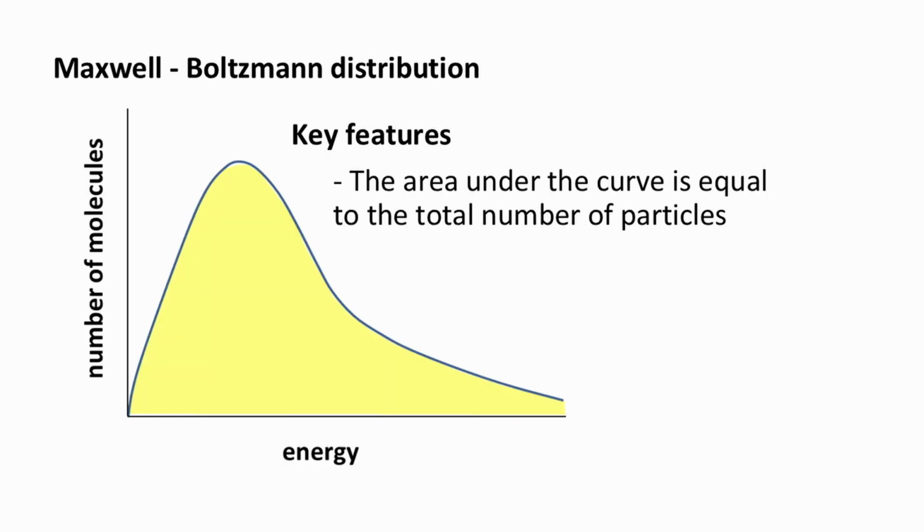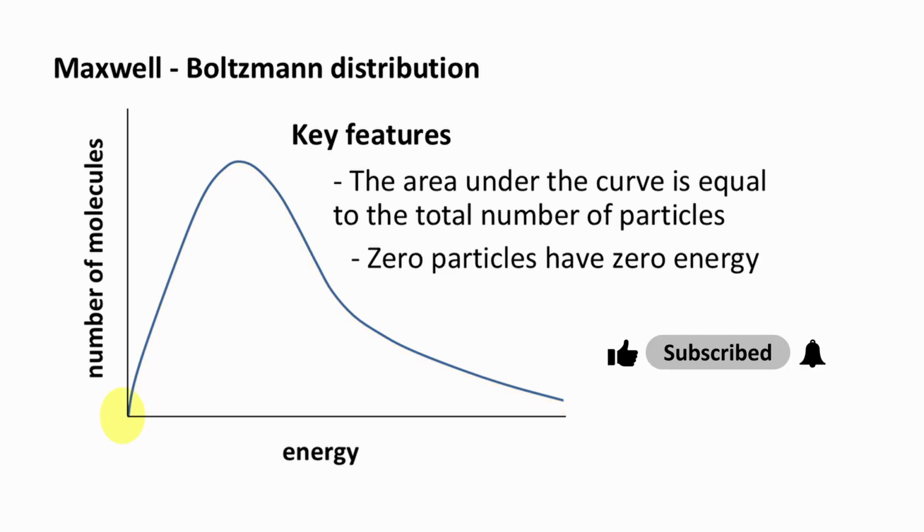The area under the curve, highlighted yellow here, is equal to the total number of particles. 0 particles have 0 energy. The line must go through the origin.